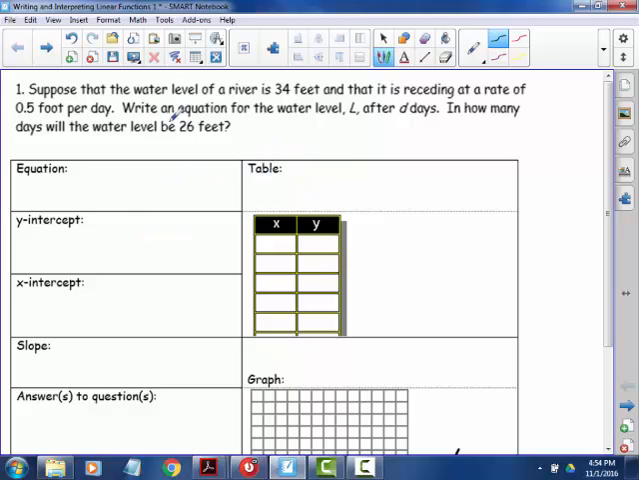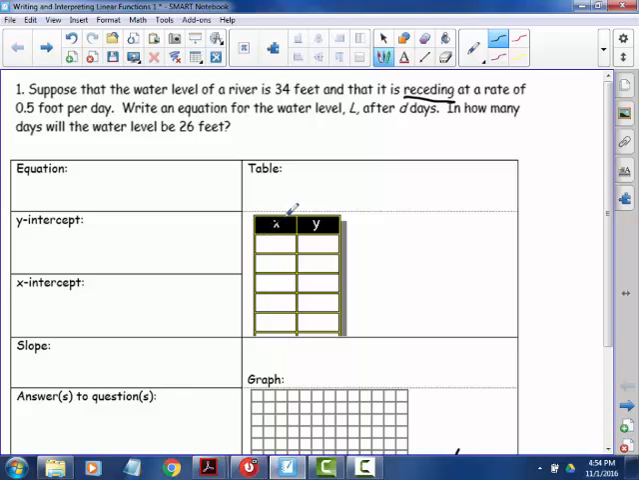Okay, so let's read through. Suppose that the water level of a river is 34 feet and that it is receding. Receding. What does receding mean? Oh yes, receding is going down. It's dropping. Okay, so at a rate of half a foot per day, write an equation for the water level L after D days. In how many days will the water level be 26 feet?